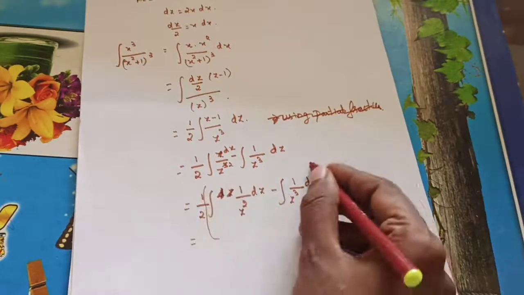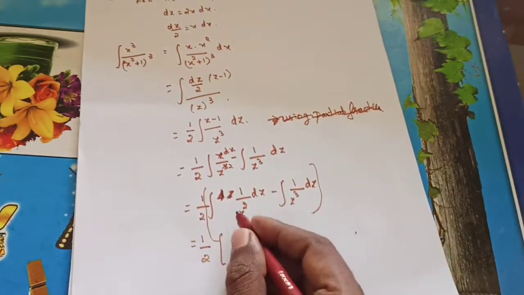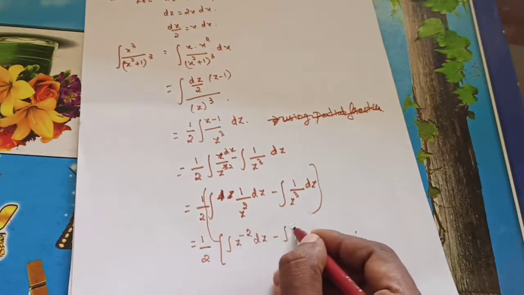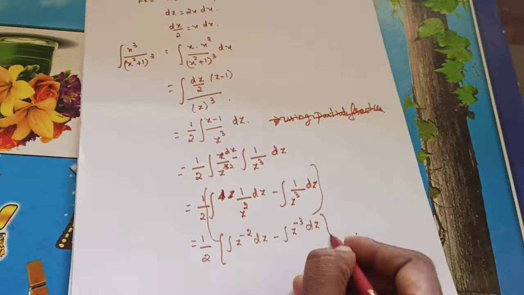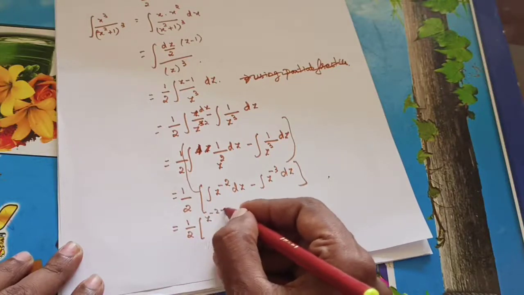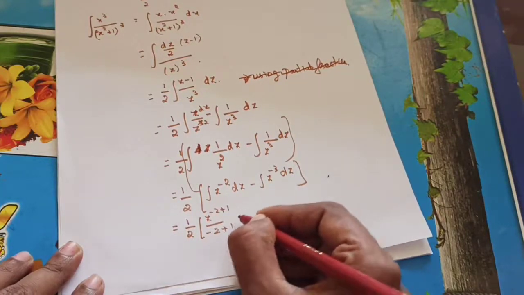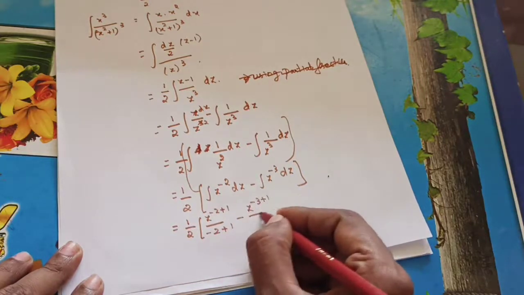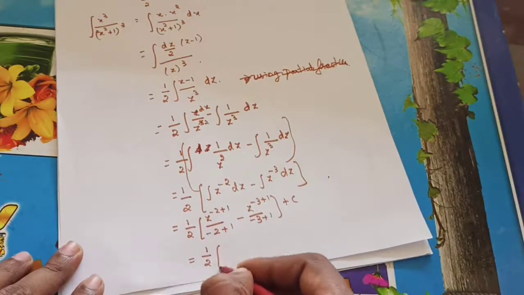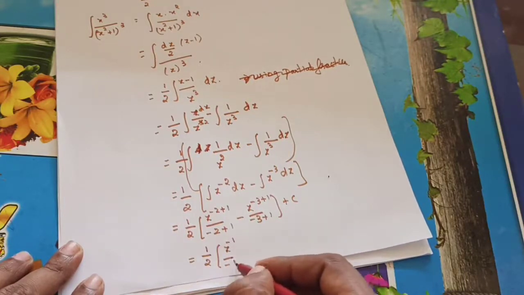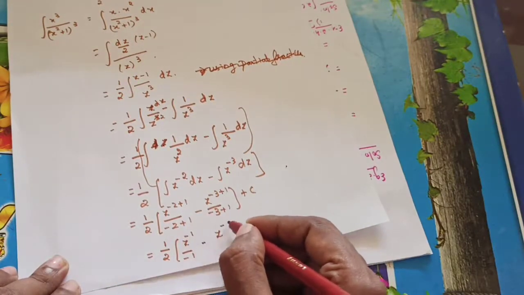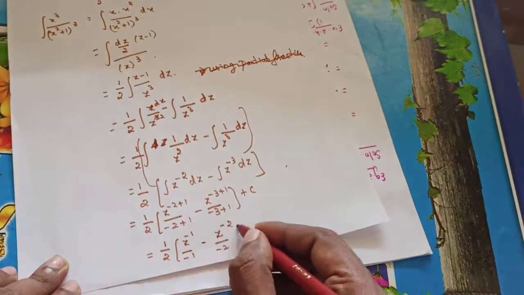That's equal to 1 by 2, common for both. So 1 by 2 into, bring this to the numerator. So what will happen? z power minus 2 dz minus z power minus 3 dz. That's equal to 1 by 2 into, apply the formula, z power minus 2 plus 1 divided by minus 2 plus 1 minus z power minus 3 plus 1 divided by minus 3 plus 1 plus c. That's equal to 1 by 2 into z power minus 1 divided by minus 1 minus z power minus 2 divided by minus 2 plus c.